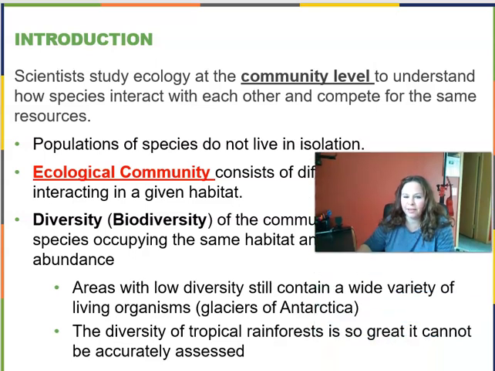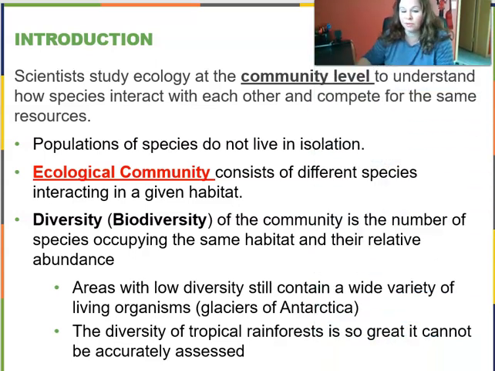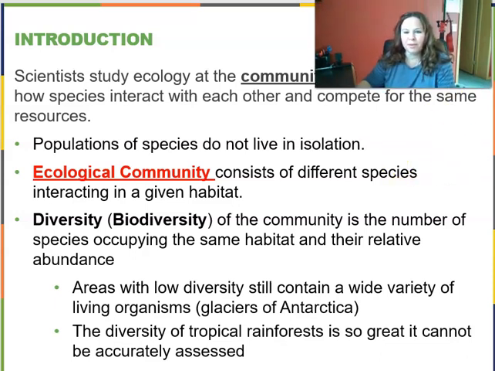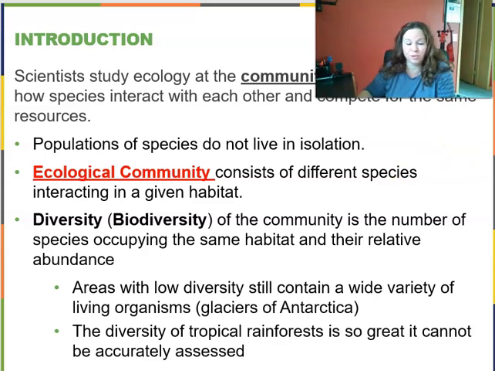Scientists study ecology at the community level, amongst other levels as well, such as the organism level or the biosphere level. We'll go way up that way. But they can study it at the community level to understand how different species interact with each other and compete for the same resources. Because, well, populations of species do not live alone in isolation. There are other organisms that they will interact with. So an ecological community consists of different species interacting in a given habitat.